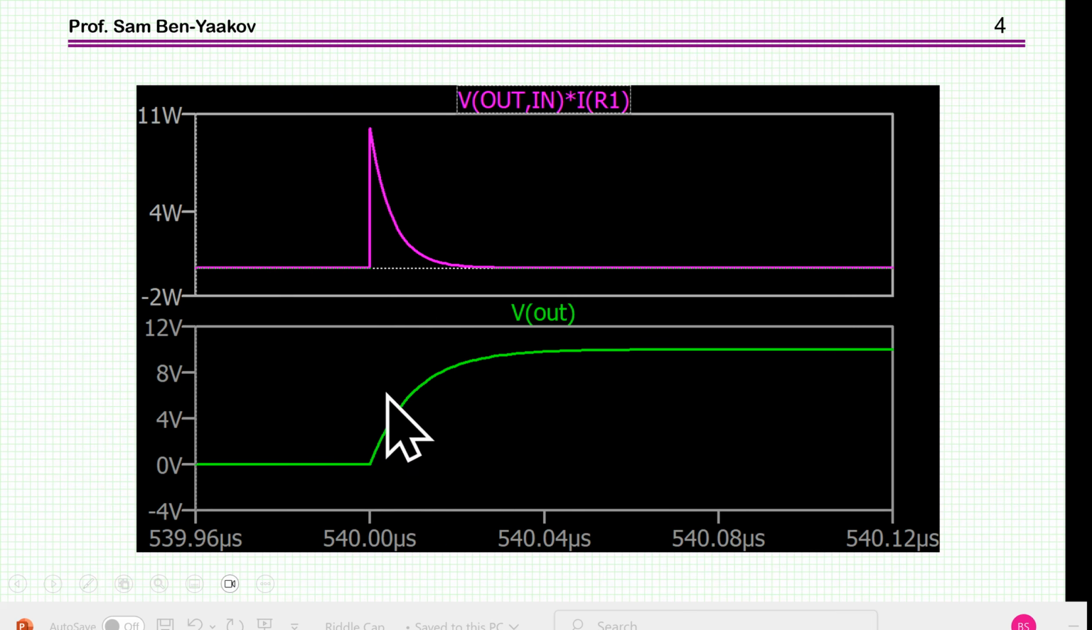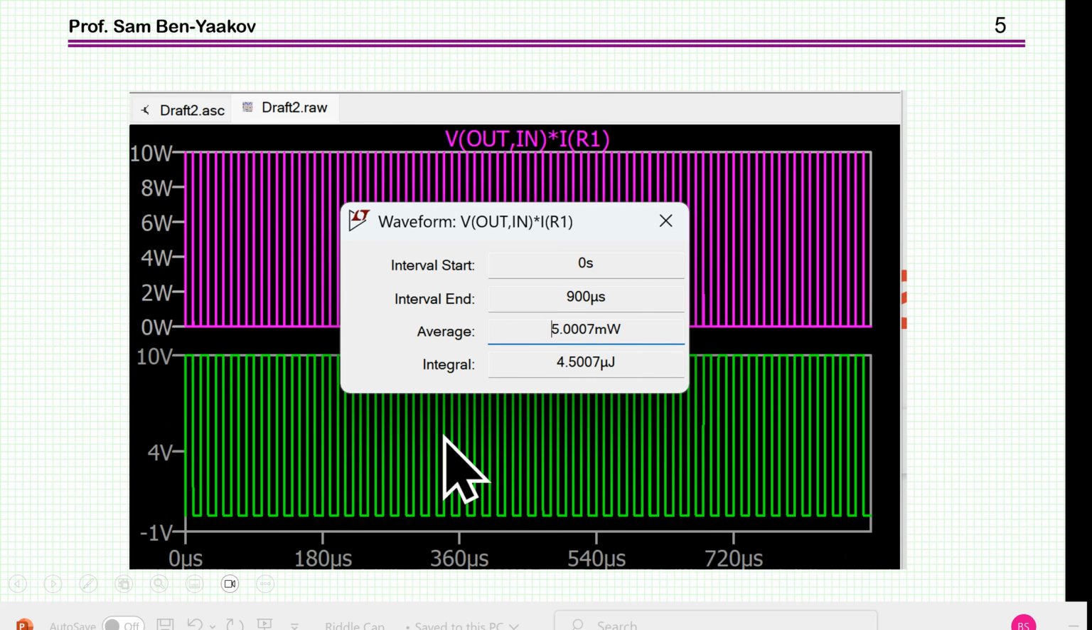And here is an example of the charging process, the momentary power. This is the voltage times the current of the resistor. This is the momentary power, it's fairly high. And then we have a charging of the capacitor, and the time constant is short because we have 10 ohm and 1 nanofarad, so it's about 20 or something like this nanoseconds. So this is the process of charging. The discharging will be similar to that. And lo and behold, if we look at the average of the product voltage times current of the resistor, we get the expected 5 milliwatt.